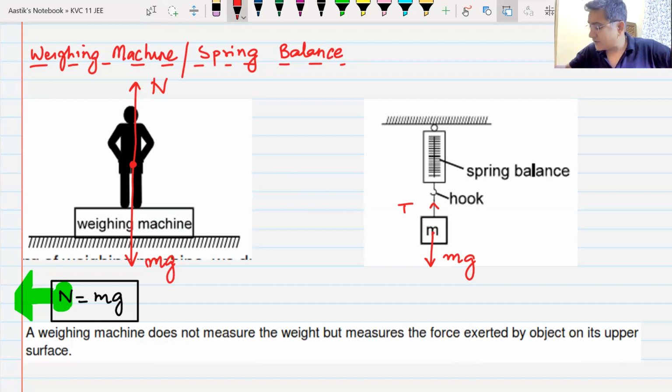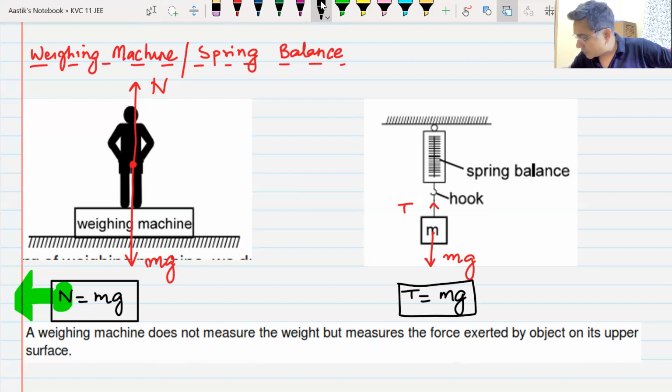Now, in normal condition, what will happen? This T, the force in the spring balance, or the force exerted by the block on the spring balance, would be equal to mg. Yes or no? Do we understand this?